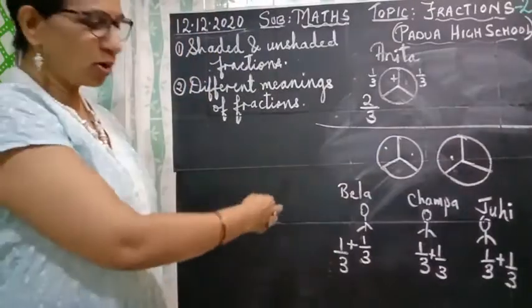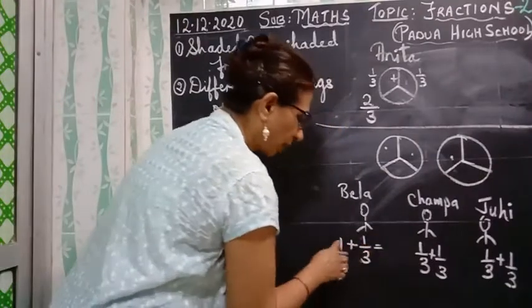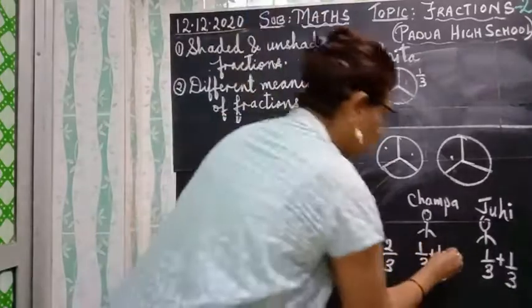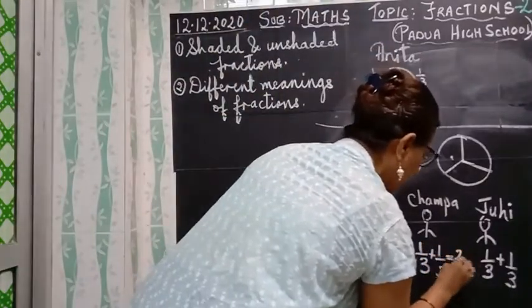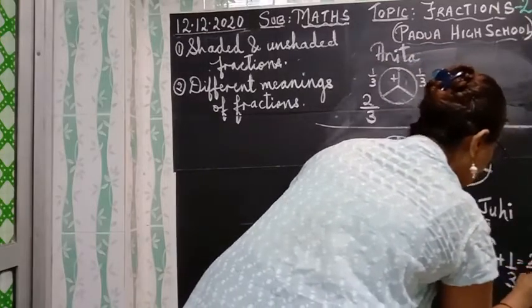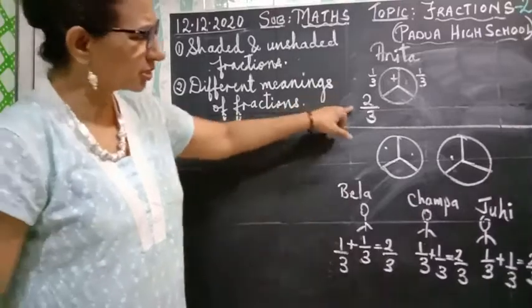So what are they also getting? They are also getting the same, correct? So 1 plus 1, 2 upon 3. She also got 2/3. She also ate 2/3. And again, Juhi also had 2/3. So all 3 of them had 2/3. So see, it is the same thing.